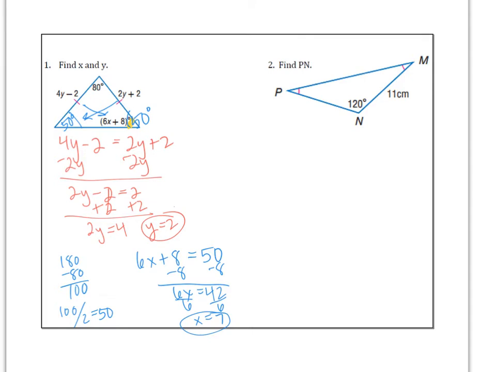I see two angles that are congruent. I have a little red curve. If I go across from it, I see an 11. I see another red curve. If I go across from it, I don't see anything, but it would also have to be 11 centimeters. So PN is 11 centimeters. 2 equal angles means 2 equal sides.